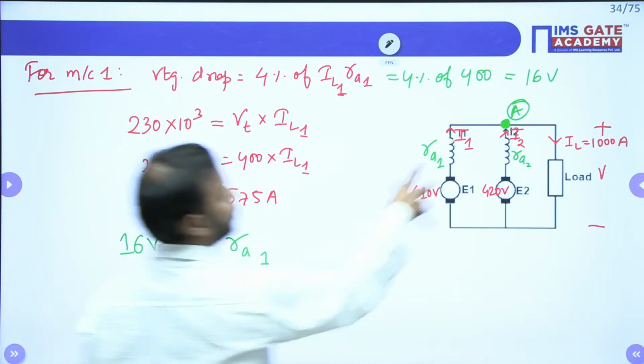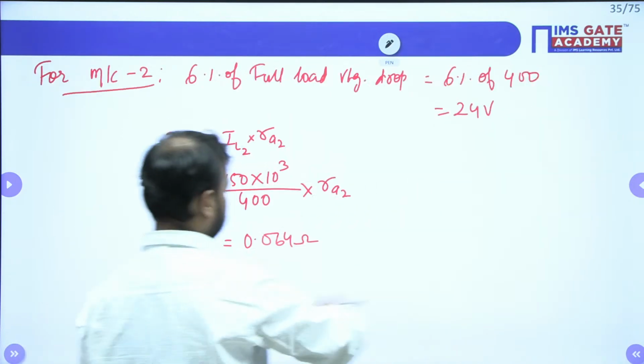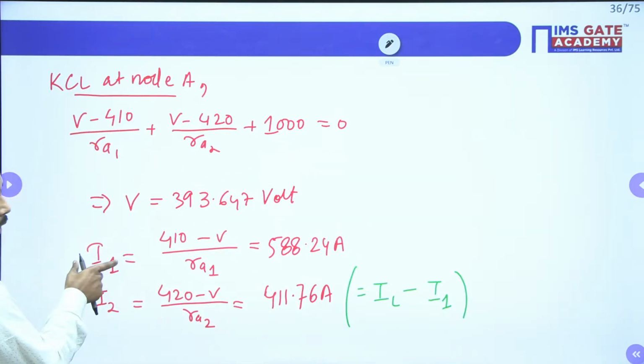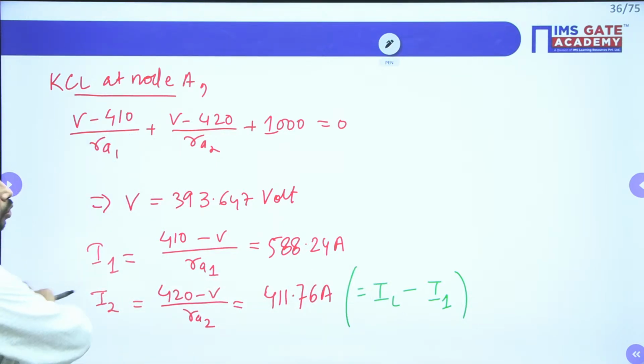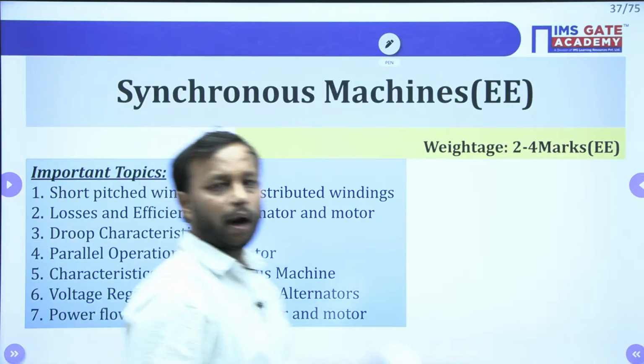You can also find this I2 value as total current IL minus I1, because I1 plus I2 is what? IL. So we have calculated I1 from here. We have IL that is given in the question. So we can find I2. So that is all about the DC machine.